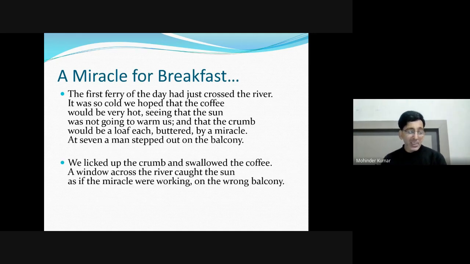And what happens at the end of the seventh stanza, which we call the envoy, all these 6 words repeat. Zara dekhiye, we licked up the crumb, aa gaya ek, and swallowed the coffee, dusra ending word aa gaya. A window across the river, third ending word aa gaya. Caught the sun, fourth ending word aa gaya. As if the miracle, fifth aa gaya. We're working on the wrong balcony, sixth hamara jo word tha wo ho gaya.